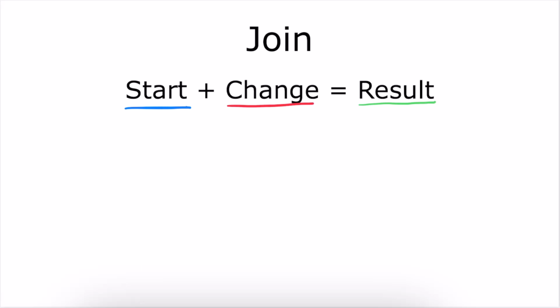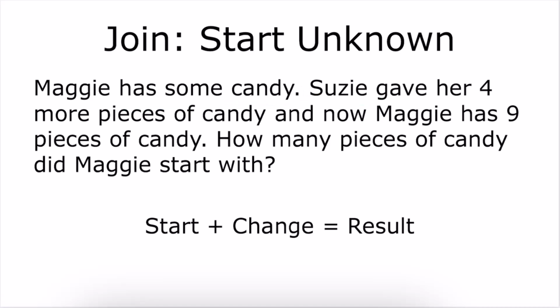And when you're writing a word problem, or when you're helping your students interpret a word problem, any one of these 3 parts could be missing. So you could have the start unknown. In this word problem, it says Maggie has some candy. Susie gave her 4 more pieces of candy, and now Maggie has 9 pieces of candy. So this is a join problem because you're starting with some initial amount, and then Susie gave her 4 more pieces of candy, which is increasing it, or a positive change, and now she has 9 pieces of candy.